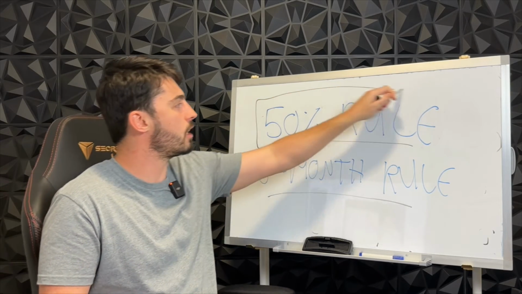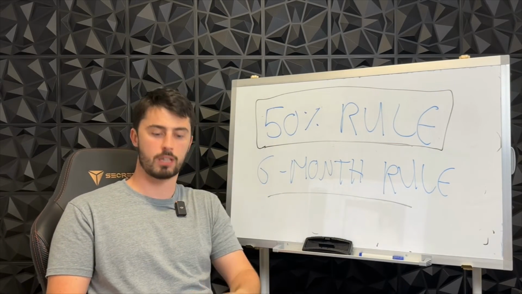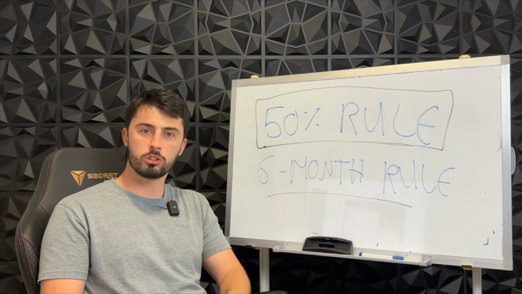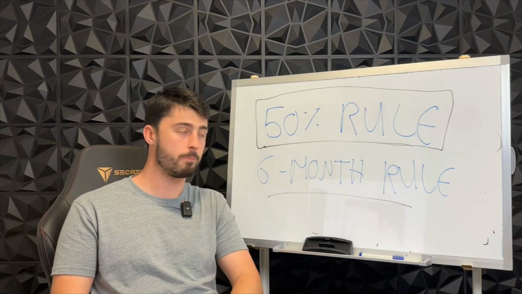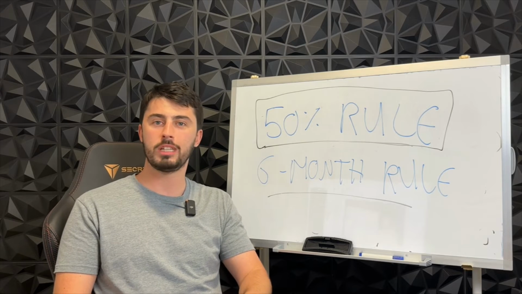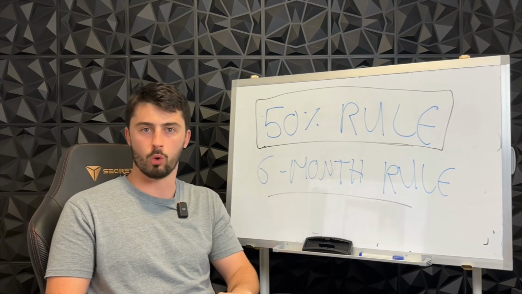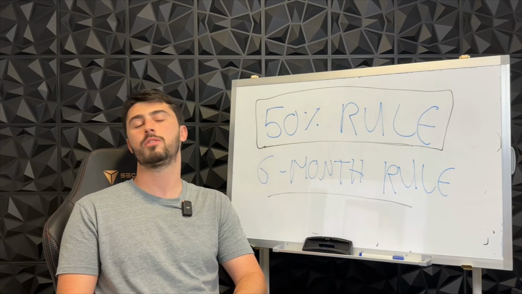Now, it's pretty self-explanatory, but what that means is when your bankroll increases by 50%, you also increase your unit size by 50%. When your bankroll decreases by 50%, you also decrease your unit size by 50%. The reason I suggest this over the 6-month rule is because it takes care of the volatility better, right?